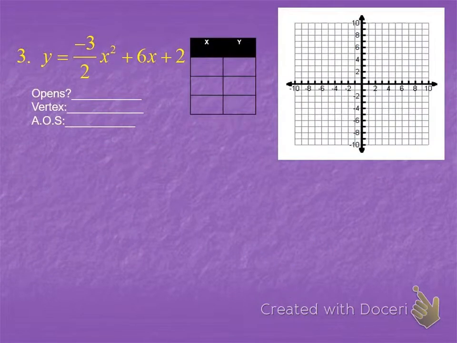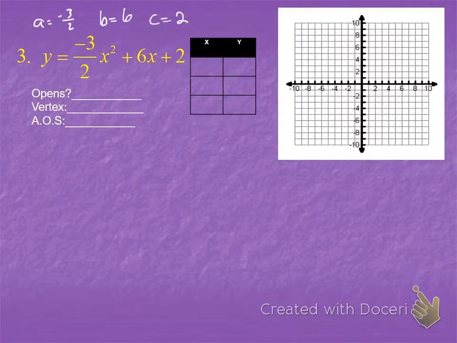Okay? All right. Another one for you. And I'll walk through this one with you because there's a fraction for a, which is very scary. So first thing we got to do is make sure that we are in standard form, and we are. Y is by itself. Everybody else is on the other side. Now we need to pick out A, B, and C. So A is negative 3/2. B is 6. C is 2.